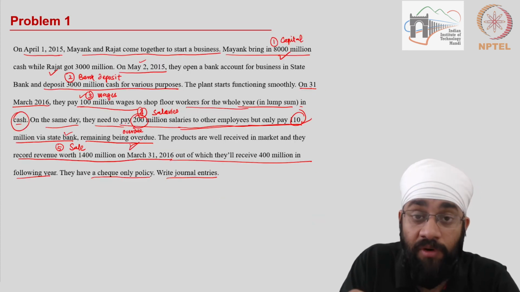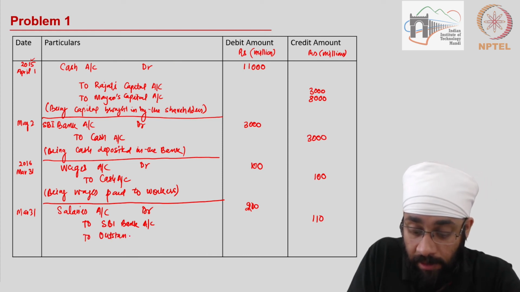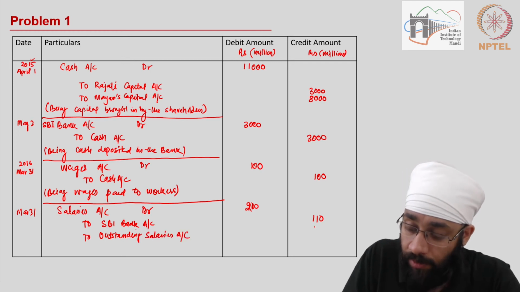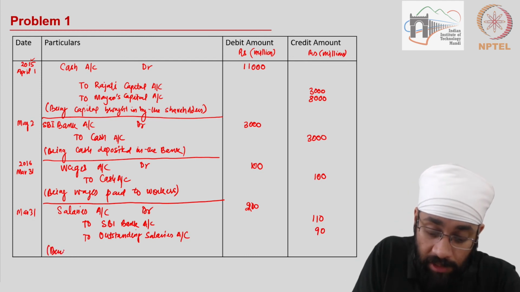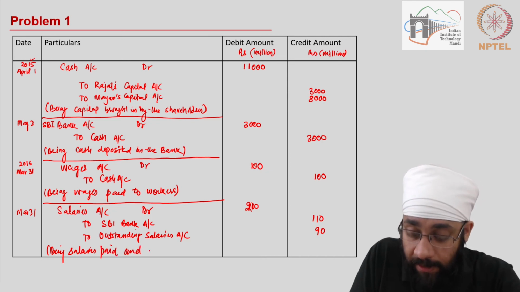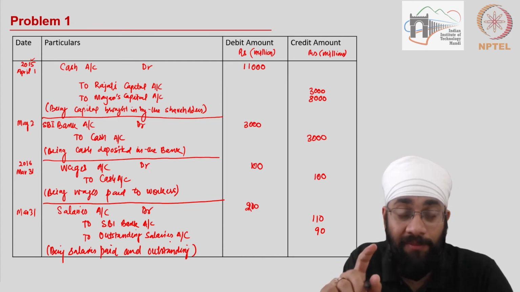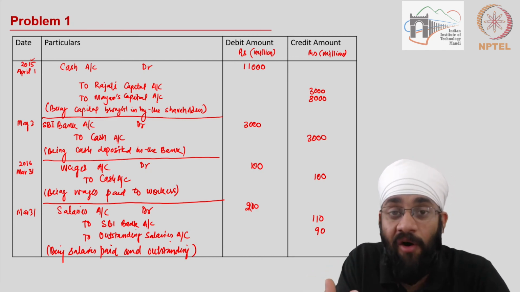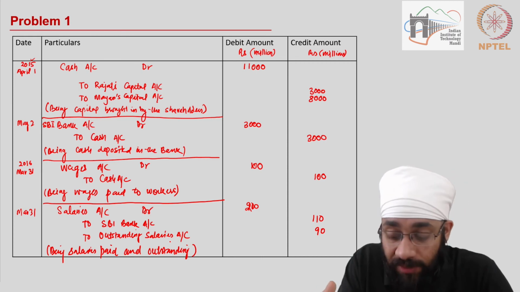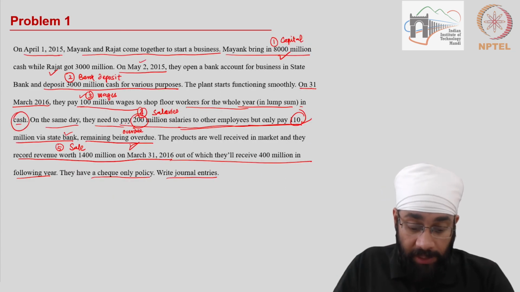The remaining being overdue. Whenever you have overdue, you have to create an outstanding salaries account, or any expense which is overdue. Outstanding salaries account 90, and you're going to write being salaries paid and outstanding. You could write more detail as well, but again, I said I don't want to make you an accountant, but you should know this is the process. This is the back end of the balance sheet and income statement. You have to know how these things work for you to figure out where possible mistake could be. Okay, so salary is done.